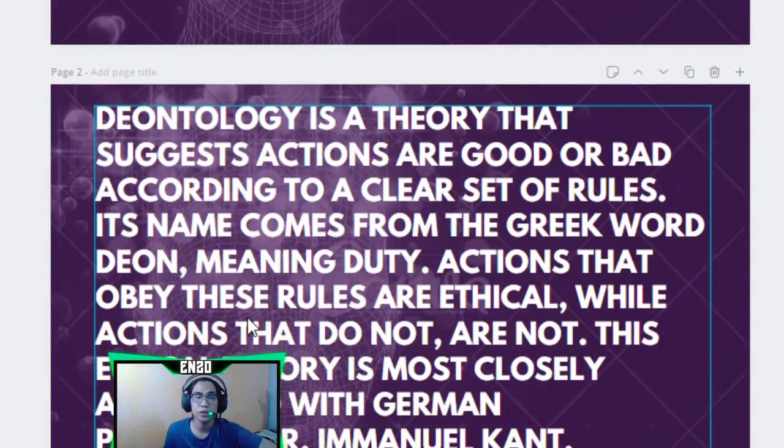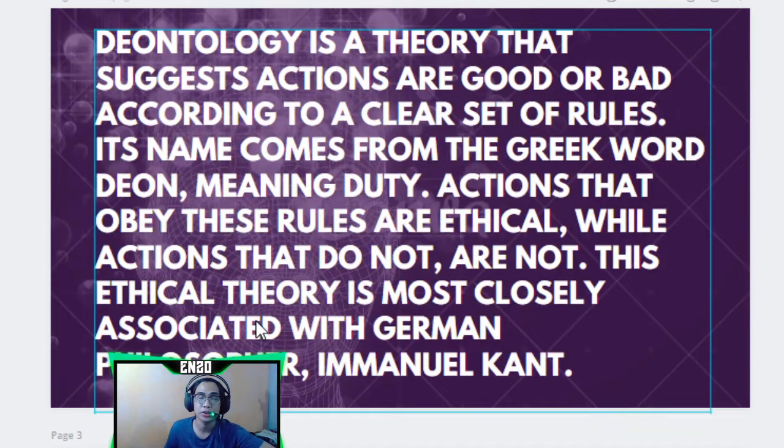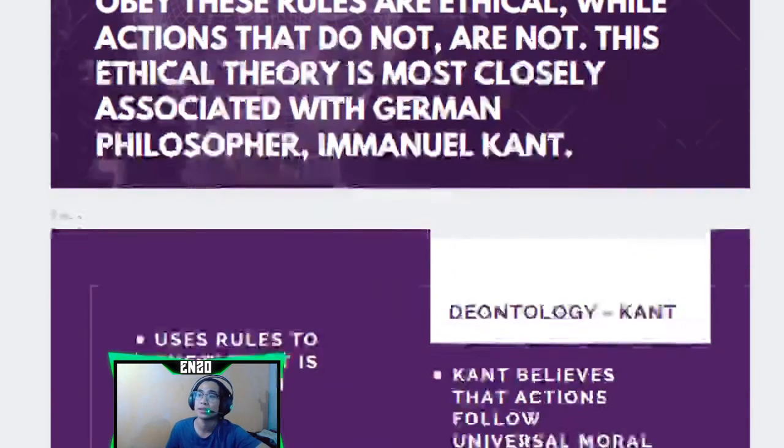Deontology is a theory that suggests actions are good or bad according to a clear set of rules. Its name comes from the Greek word deon, meaning duty. Actions that obey these rules are ethical, while actions that do not are not. This ethical theory is most closely associated with German philosopher Immanuel Kant.